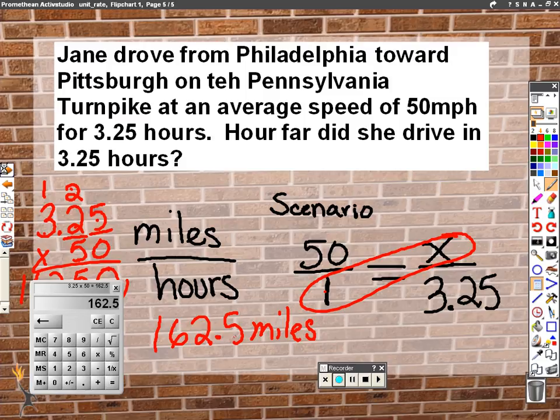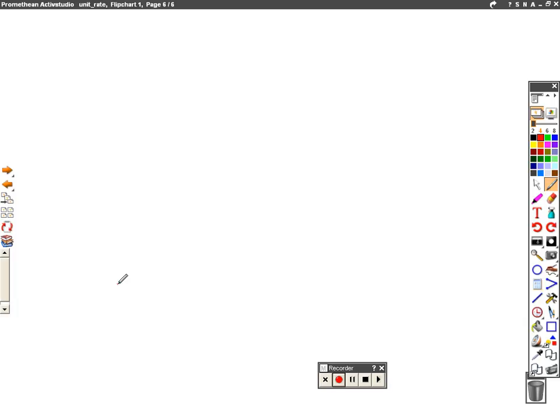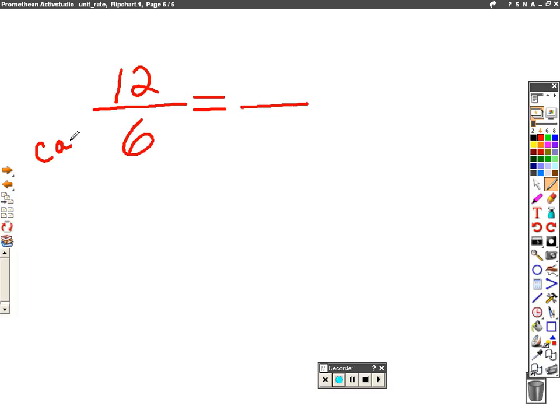I said we'd look at another one. So let's say we have carrots at one store, and I can get 6 carrots for $12. That's pretty expensive. So we have carrots and money. 6 carrots for $12. How much will 18 carrots cost me? So I'm looking for the cost.